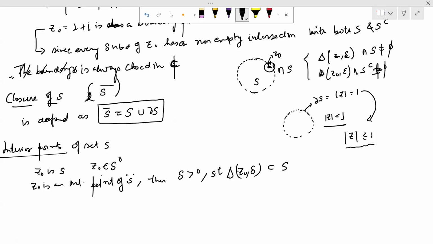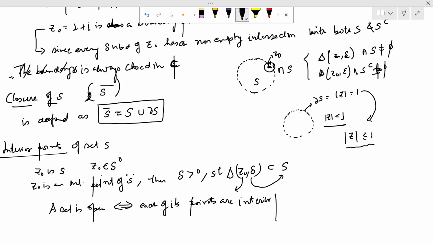Okay. So if there exists some neighborhood of Z naught containing the point Z naught contained in that set S, then we say that Z naught is called an interior point, and a set of all interior points is called an open set. So another definition of open set is that a set is open if and only if all of its points are interior points. Is that fine? I hope it is clear till now.